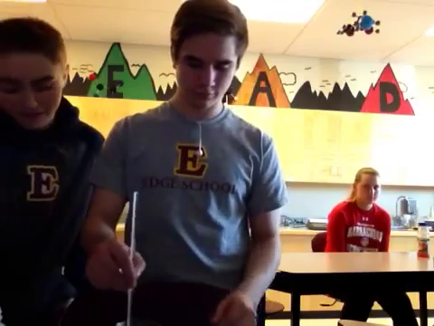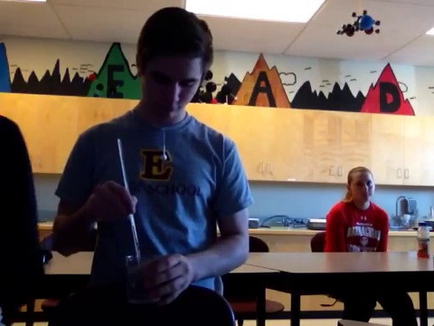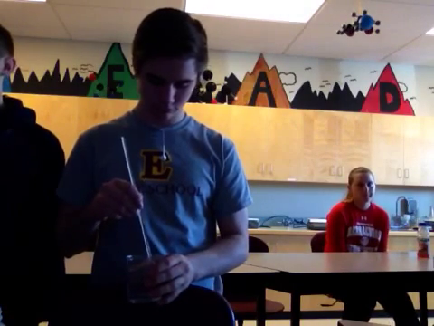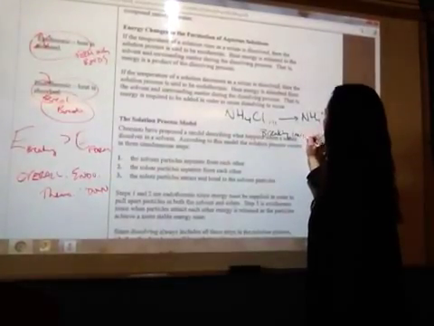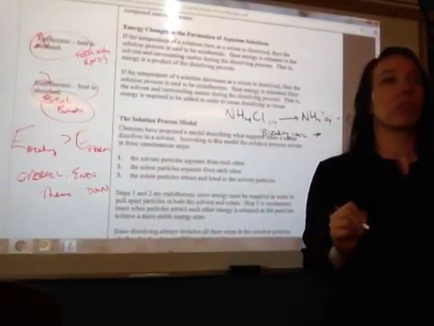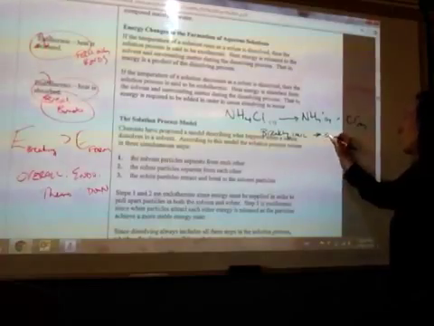Okay, let's dissolve that ammonium chloride. So we're all writing down NH4Cl solid is becoming NH4 plus aqueous and Cl minus aqueous. Agreed? What bonds am I breaking, you guys? Same ones as before. Ionic. And that will be endothermic or exothermic? Endothermic, because breaking always is.